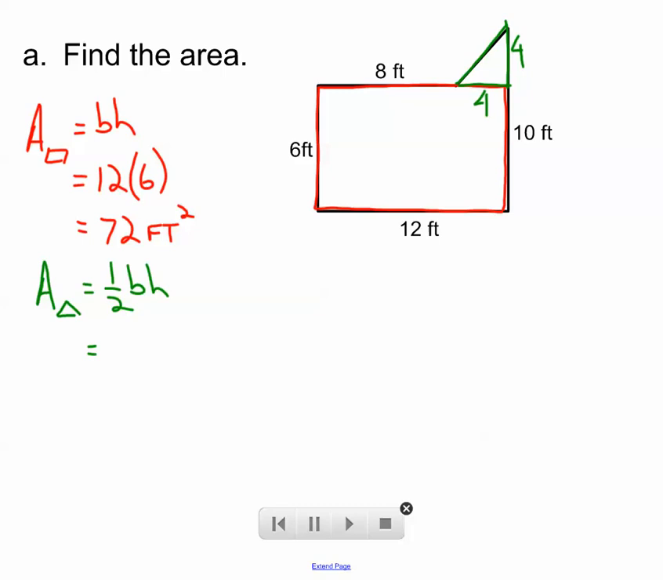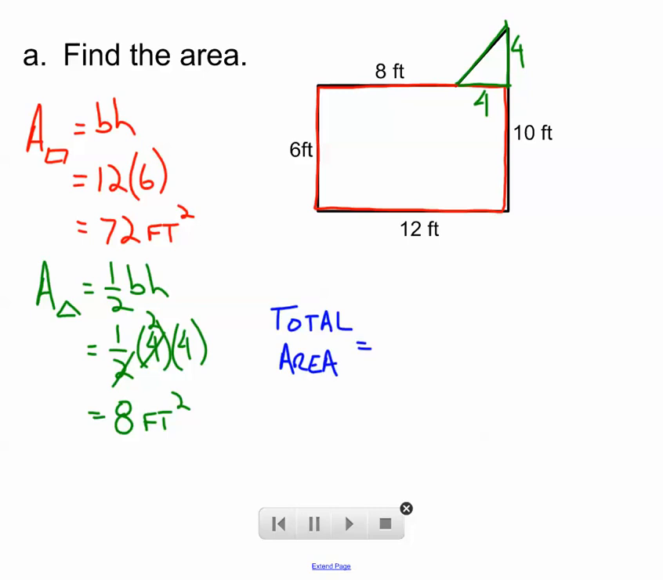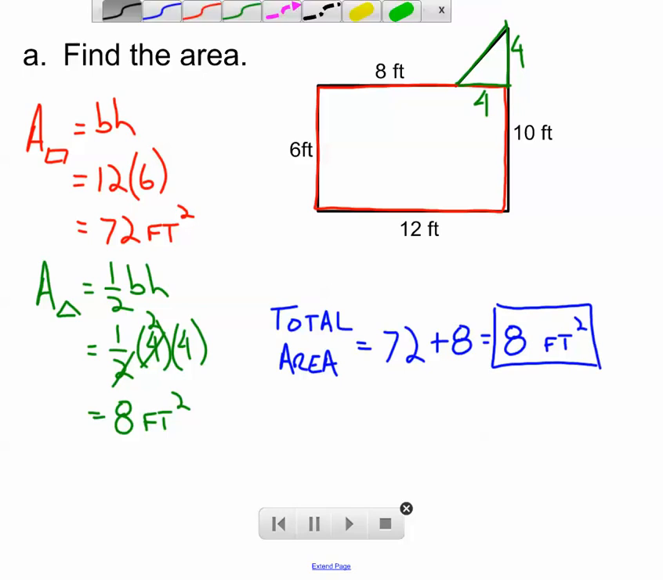We'll do 1/2 base times height. Base 4, height is 4. Area is 8 square feet. So the total area of this combined polygon, or complex polygon, would be the area of the rectangle, 72, plus the area of the triangle, 8, which would be 80 square feet, not 8 square feet. Let's fix that. 80 square feet.